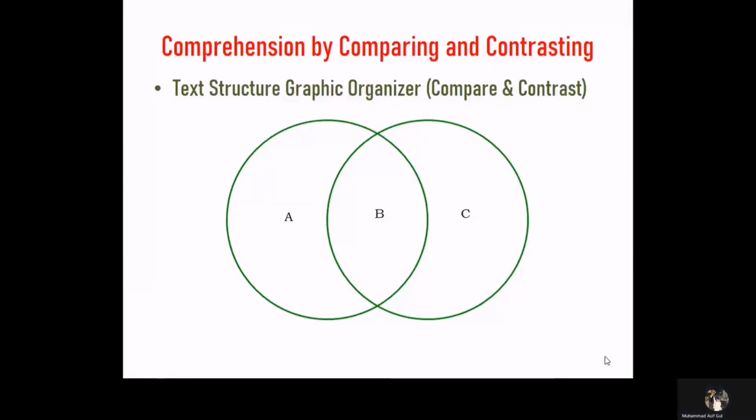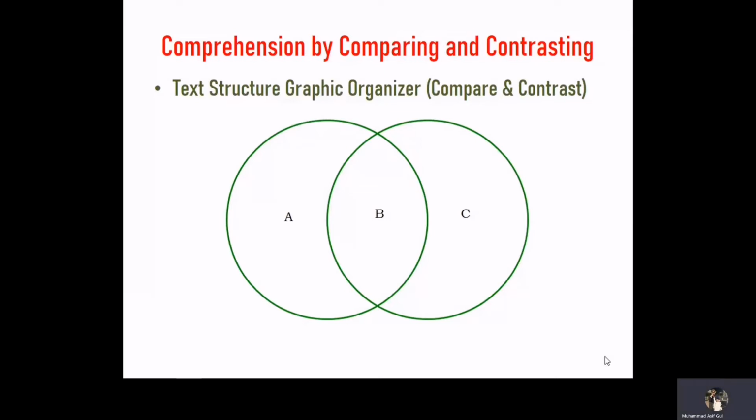We will restrict ourselves to the text structure of comparing and contrasting, and for this text structure, we have a graphic organizer, which is two mutually intersecting circles. Let's see how we will be using this graphic organizer to learn comprehension by comparing and contrasting.